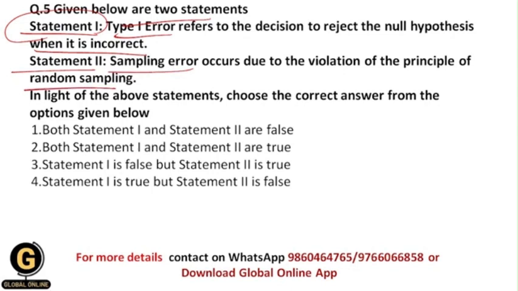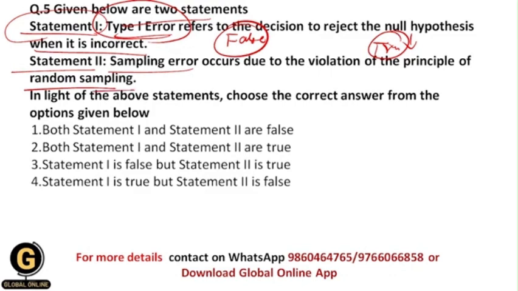As we have seen earlier in this video, type 1 error refers to the decision to reject the null hypothesis when it is actually true or correct. But exactly the opposite is given in this statement, and that's why this statement becomes false. And what is the second statement? Sampling error occurs due to the violation of the principle of random sampling.